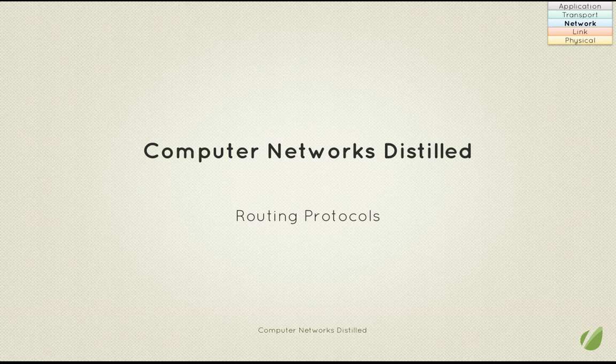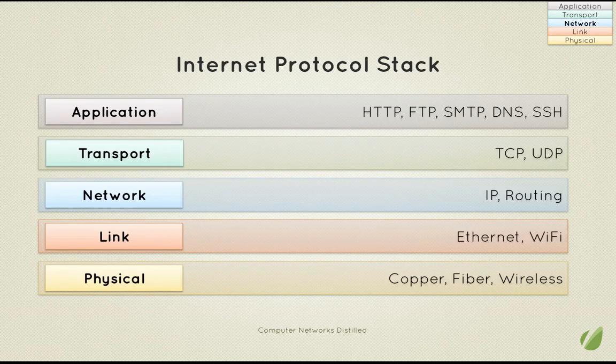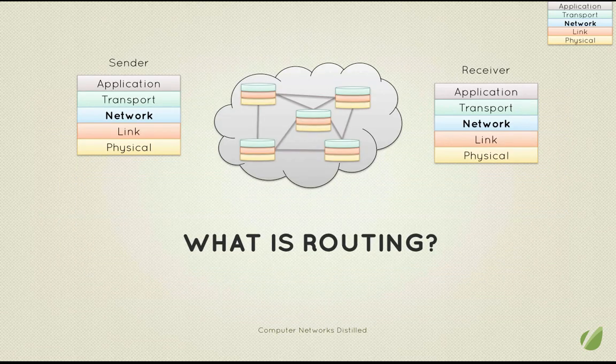In this lesson of Computer Networks Distilled, we're going to be talking about routing protocols. We're going to be at the network layer of this Internet protocol stack. The first question we've got to ask is, what is routing? I'm going to say that routing very simply is finding a path. We're going to send packets from a sender to a receiver over possibly many links. There are many possible paths that could be taken by this packet. What path is chosen? Hopefully it's a good one. Routing is the process of selecting that good path.